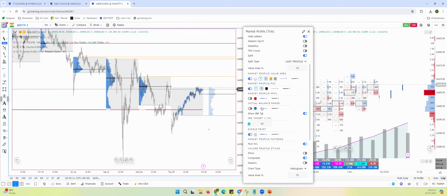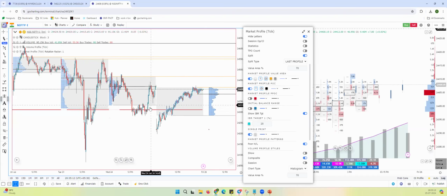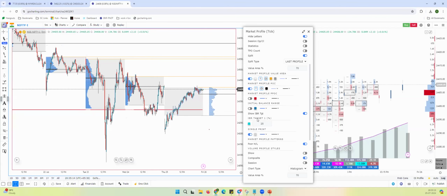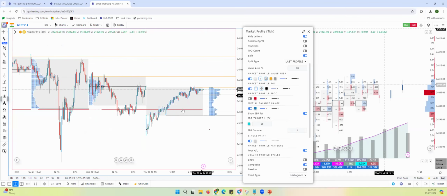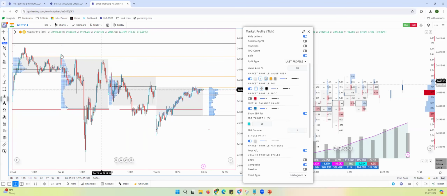Then you can also highlight the initial balance, which is a common concept that we want to see. What is the initial balance? I can just select it here. Okay, and then you can also do a range extension of the initial balance. So every day, it will highlight this initial balance. So in those things you can see.